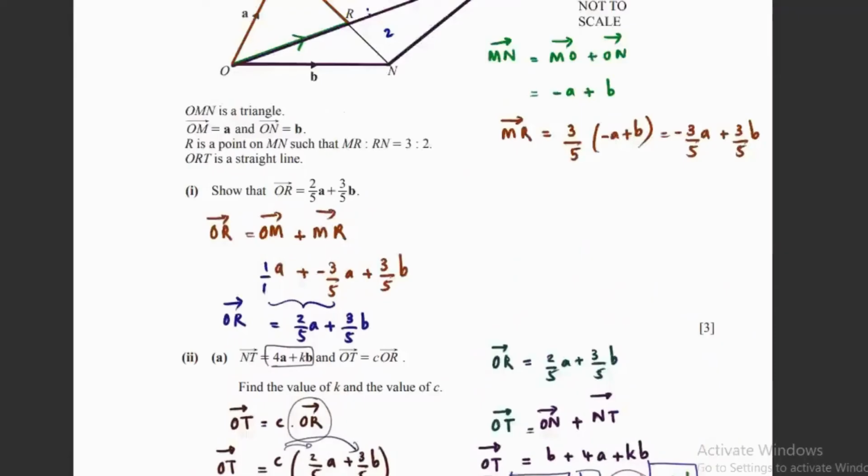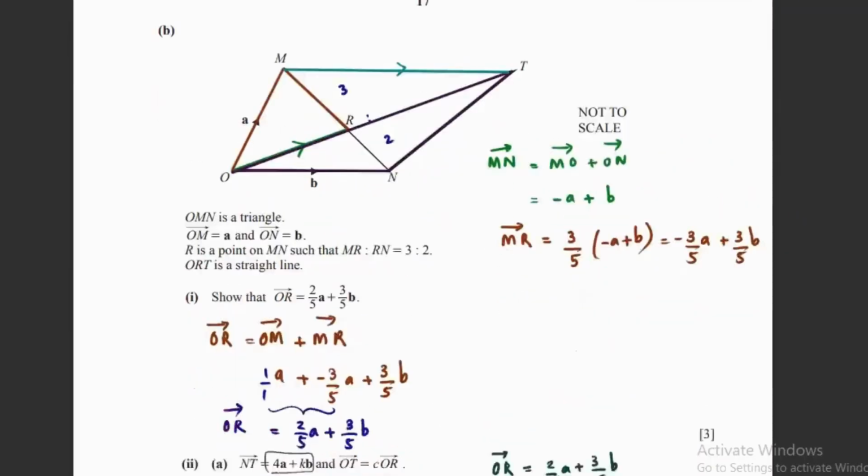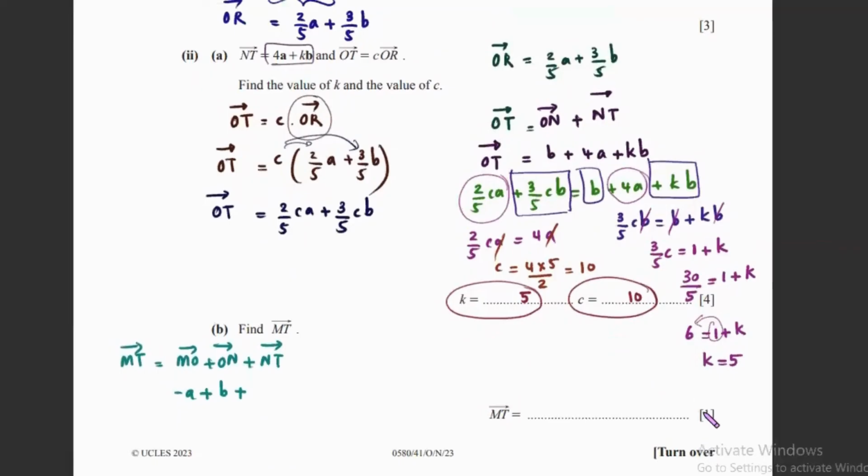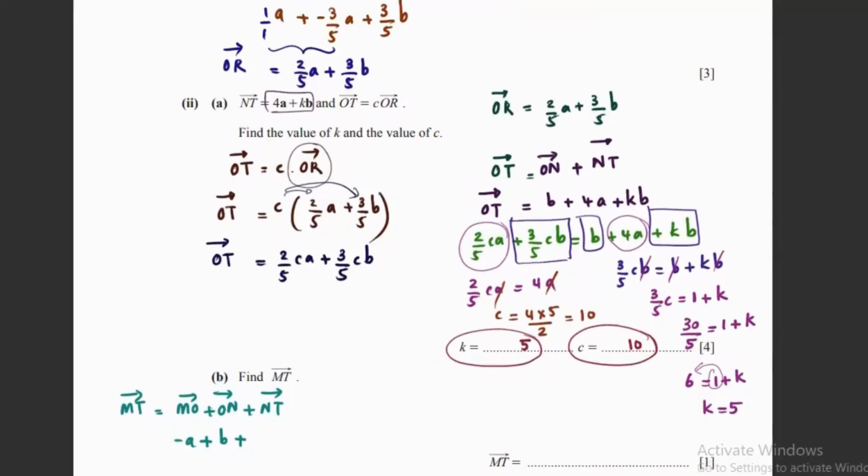N to T is going to be from here to here. Now I know the value of what I called K and the value of C as well, so I can find what N to T is. N to T is equal to 4A plus 5B. The reason why it's 4A plus 5B is that from this step we know N to T is 4A plus KB. We know the value of K, which is 5. So I'm going to put that here, so it's 4A plus 5B. That's how I got what N to T is.